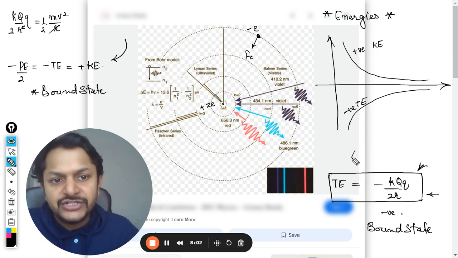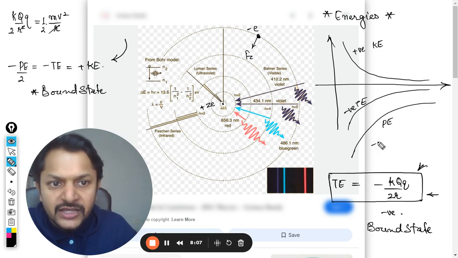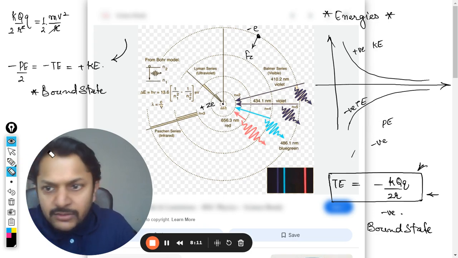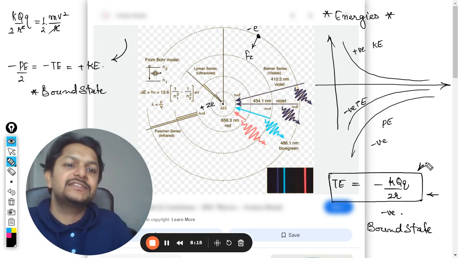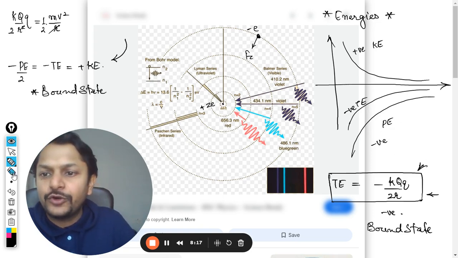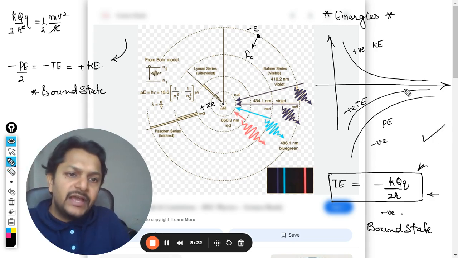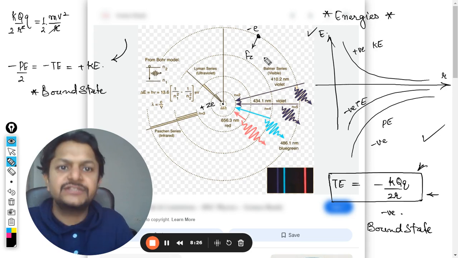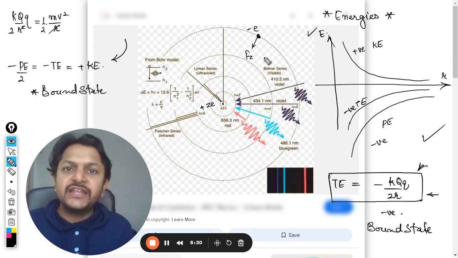Potential energy has double the magnitude of total energy, but it is always negative. So the potential energy expression will be somewhat like this. So this is potential energy, again this is always negative. You can draw this a bit more hyperbolic like this. And this is the radius r, and this is energy. So this is one part of energy that I showed you.